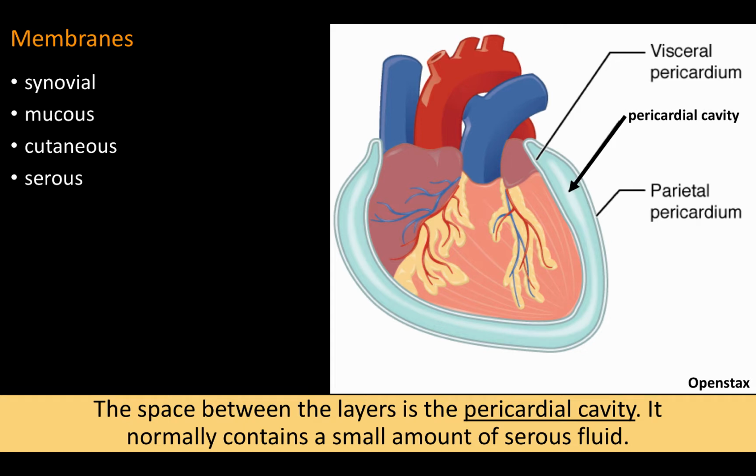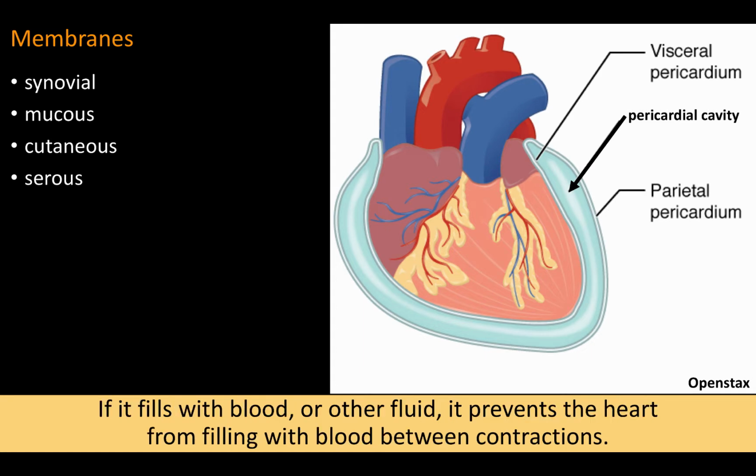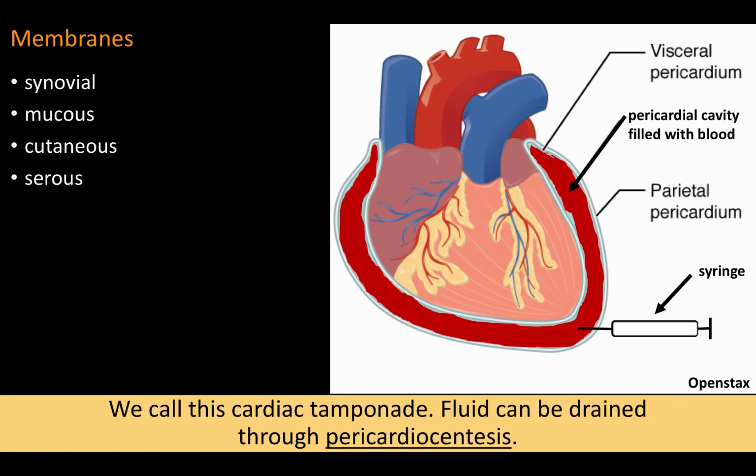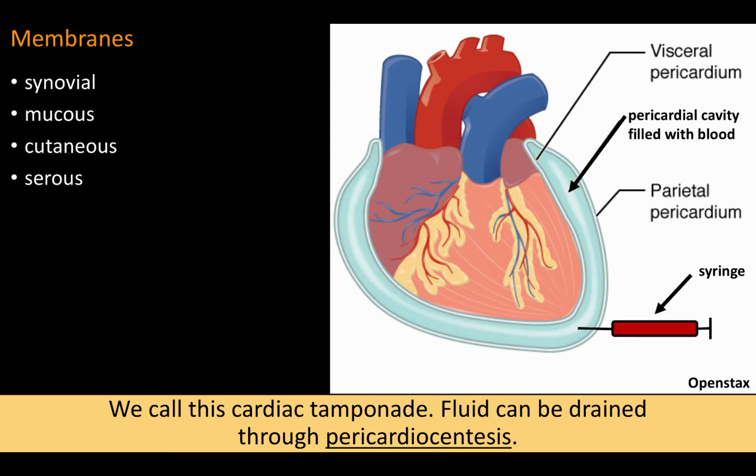It normally contains a small amount of serous fluid. If it fills with blood or other fluid, it prevents the heart from filling with blood between contractions. We call this cardiac tamponade. Fluid can be drained through pericardiocentesis.